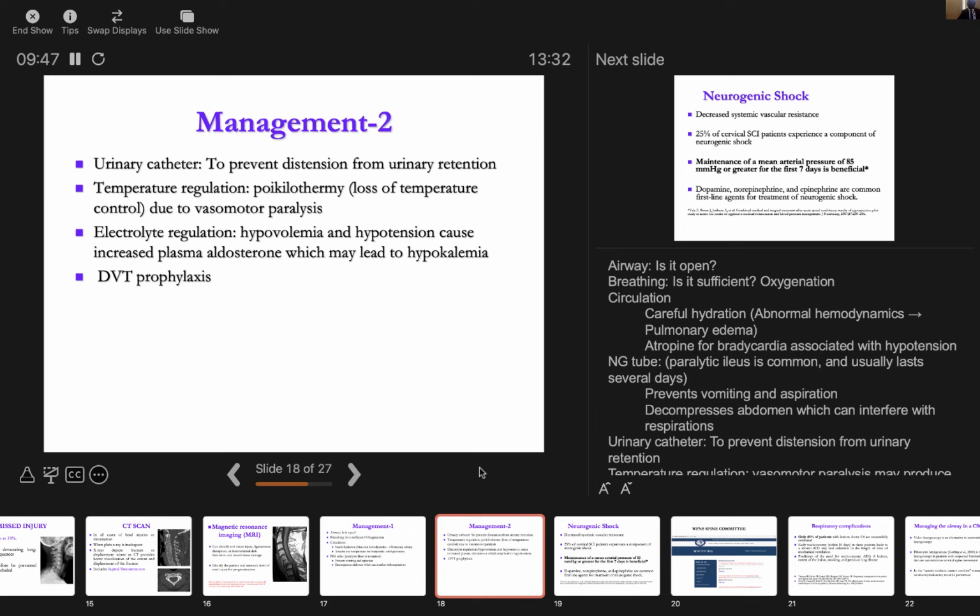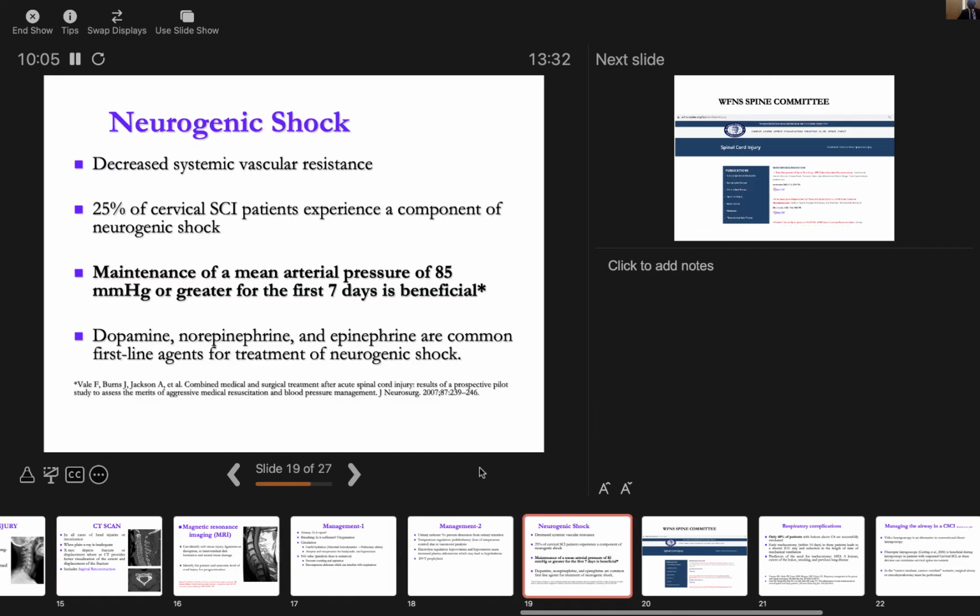Patients may have loss of temperature control due to vasomotor paralysis. Thermoregulation may be disturbed. Hypovolemia and hypotension cause increased plasma aldosterone, which may lead to hypokalemia. And DVT prophylaxis in the long term is very important in these patients.